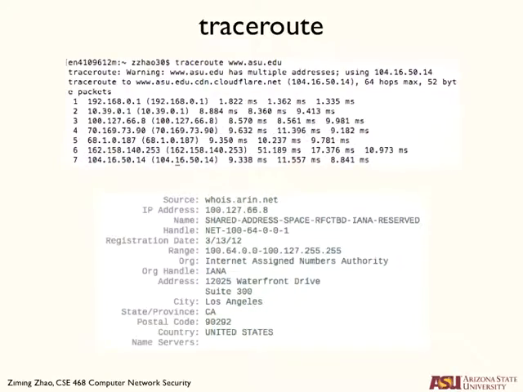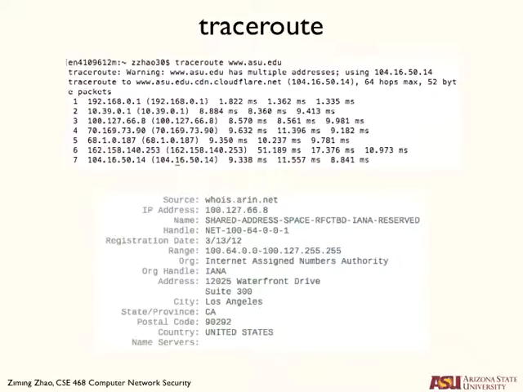So this is... I use traceroute at home to connect to asu.edu, and we can see that you just need to type traceroute and the domain name, and we get the first hop, which is 192.168.0.1. What is that IP address? Is it public, private? So it's a private IP address.